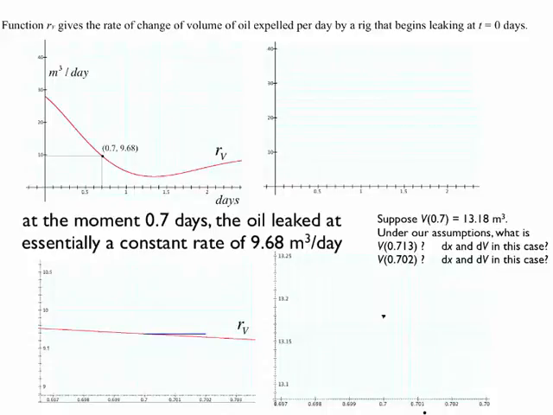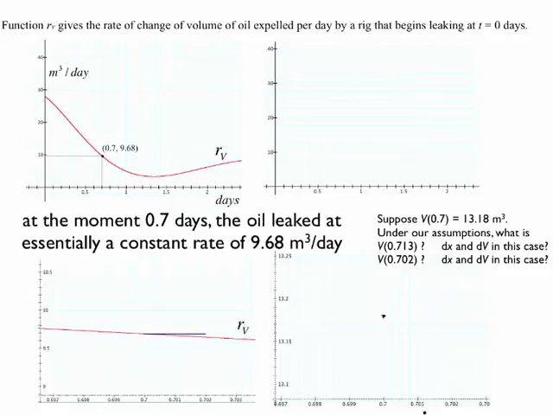Okay, so under our assumptions, what is V of 0.713 days? And then in that case, what is dx and dv? What is V of 0.702? And what is dx and dv? So we have to apply what we've been learning in the last couple of weeks here to understand this. And this is the idea of building the amount function out of the rate function.